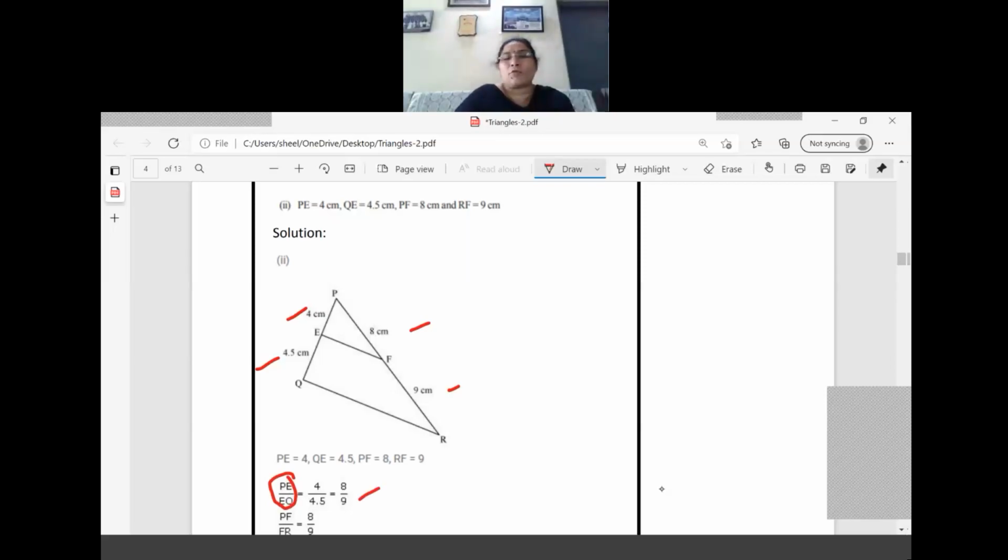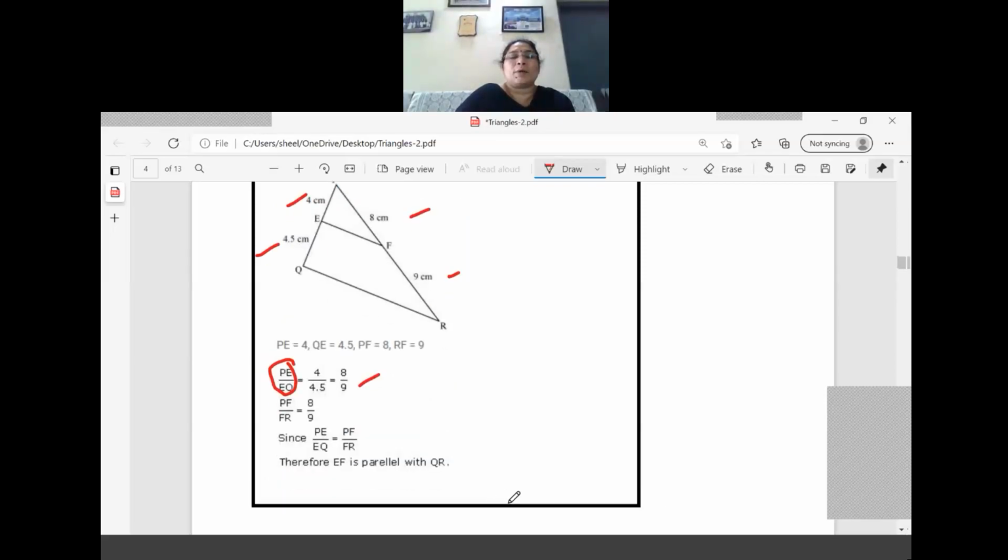4 by 4.5, that is 8 by 9. Similarly, the other side ratio PF by FR, that is already 8 by 9 only. So what is the answer we are getting? Both the ratios are same here. So what is the answer here we are getting?